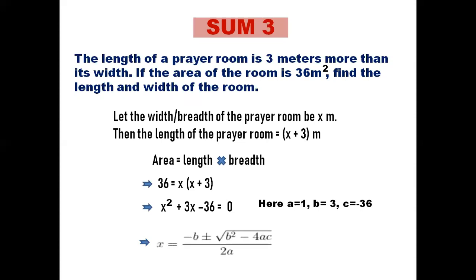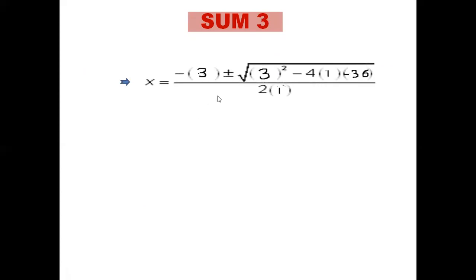Now this is a standard form of a quadratic equation. If we compare with ax square plus bx plus c, we see a equals 1 because the coefficient of x square is 1, b is 3, and c is minus 36, right? So we will substitute the values in this in order to find x. So minus 3 plus minus square root of 3 square minus 4 multiplied with 1 multiplied with minus 36 divided by 2 times 1. So we have substituted the values.